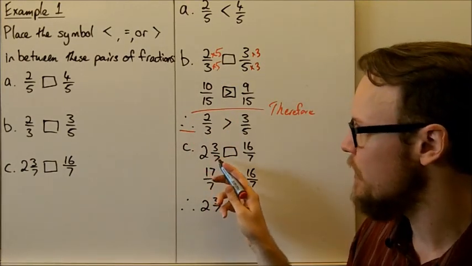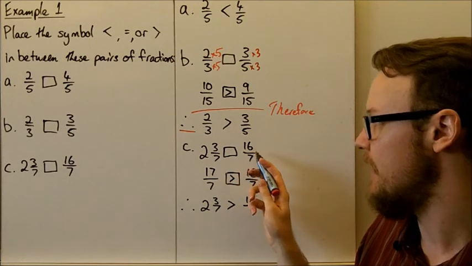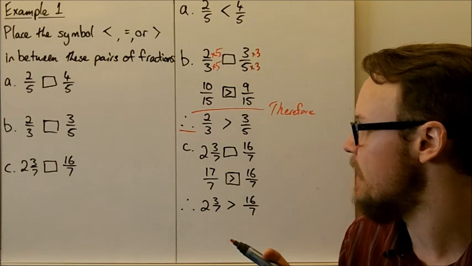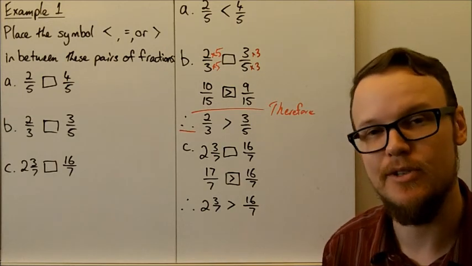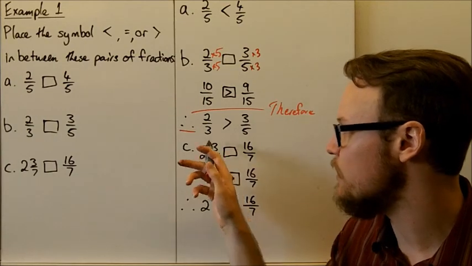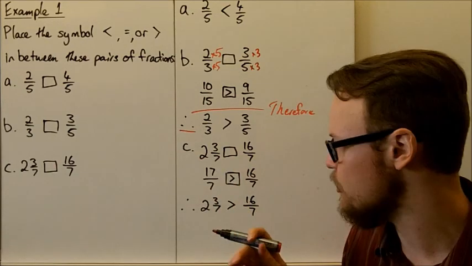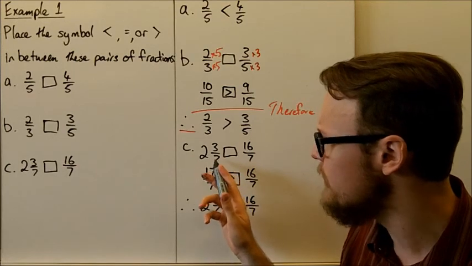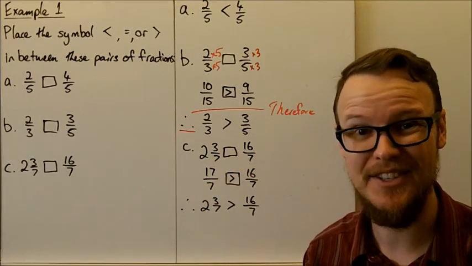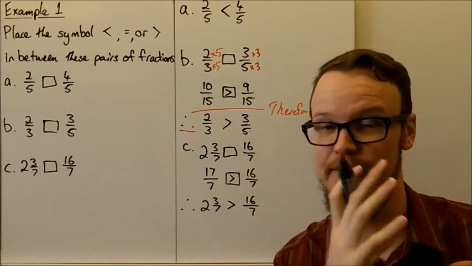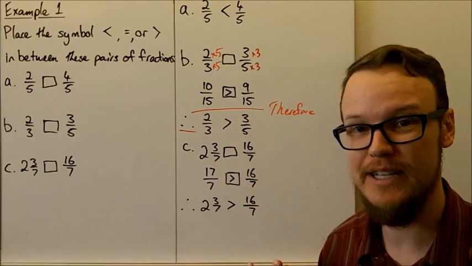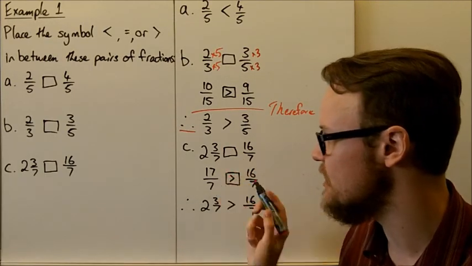So for our 2 and 3/7 and 16/7, one's a mixed number and one's an improper fraction. So we need to convert them to the same format to be able to compare them easily. So we're going to convert this mixed number to an improper fraction. If I was breaking up 2 into 7ths, I'd have 14/7 because I have 7 and 7, so a total of 14/7. And then I've got an extra 3/7, so that's 17/7 in total.